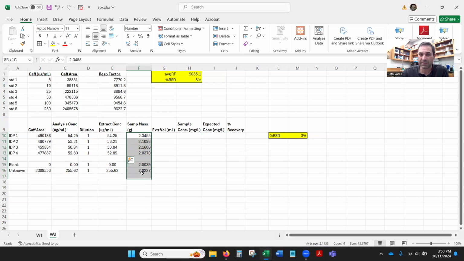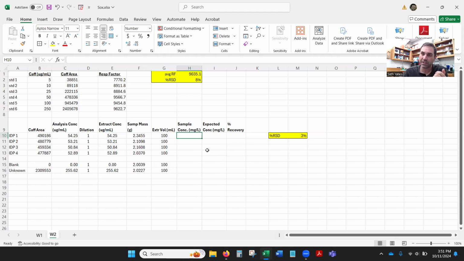Now, these were the mass of sample that I weighed out. In the case of the unknown, it was literally coffee grounds. In the case of the blank, it was just sand. In the case of the IDPs, it was sand. I added caffeine to it, so now I had a sample of sand with caffeine added to it. And I extracted the caffeine back out of that many grams into 100 milliliters of water.